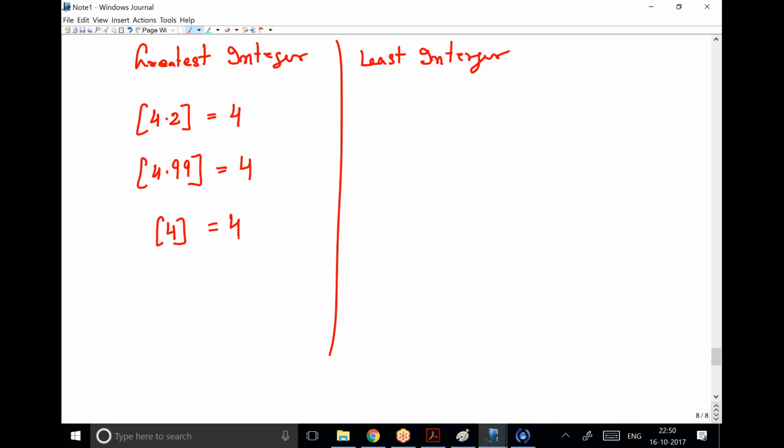Similarly, the least integer function is always greater than or equal to the nearest integer part. When I'm talking about the least integer function, we generally represent it by a curly bracket. When it is given to us 4.2, we have to look for a number greater than or equal to this. So 4.2 will become 5. When it is given to us 4.00000001, it will again become 5. But when it is given to us exactly 4, it will remain 4.